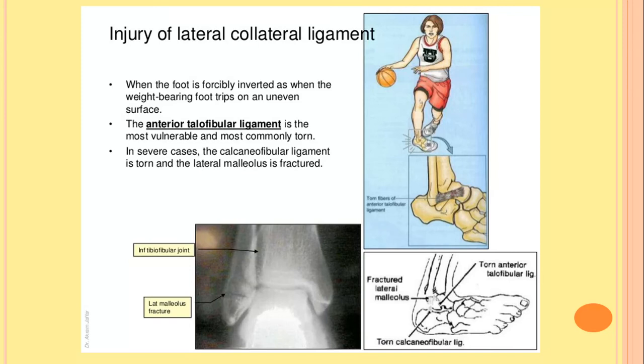This is mainly an injury to the lateral ligaments, and other ligaments can also be stretched, such as the anterior talofibular ligament, which is one of the most commonly torn. Here you can see the mechanism in basketball players. In severe cases, the calcaneofibular ligament is torn and the lateral malleolus is fractured, in very severe cases.